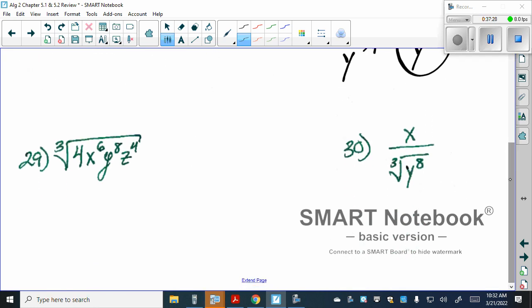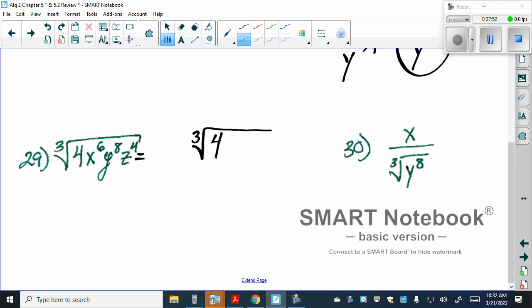Now we look at 29 and 30. With 29, we're trying to take the cubed root. Now, can we take the cubed root of 4? No. We can take the square root of 4, we just can't take the cubed root. So I'm going to need the radical, the cubed root of 4, because 4 can't reduce, it can't simplify out, so it's just going to stay there.